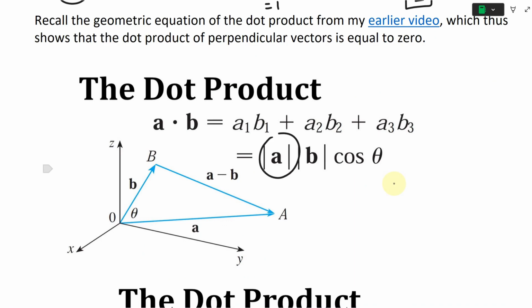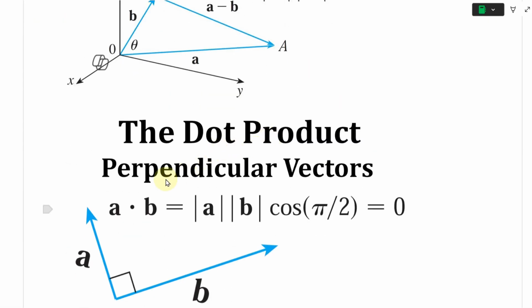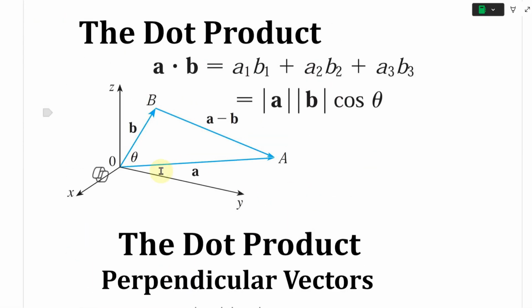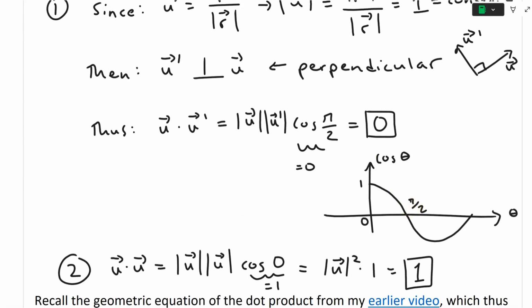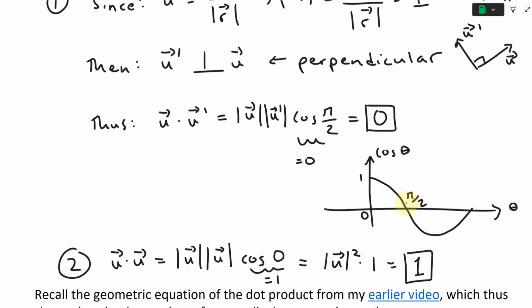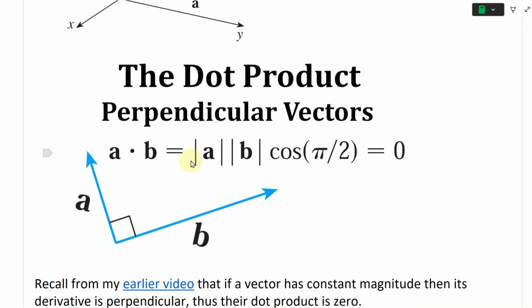Here's the geometric equation. The magnitude of a times the magnitude of b, that's the length of the vectors, multiplied by each other, and then cosine theta, where the angle theta is between them. Going further, for perpendicular vectors, the angle is pi over 2 radians, or 90 degrees, and then that equals just 0. So if it's perpendicular, the dot product is going to equal 0. So the dot product of perpendicular vectors, a dot b, equals magnitude of a times magnitude of b times cosine pi over 2, which equals 0.